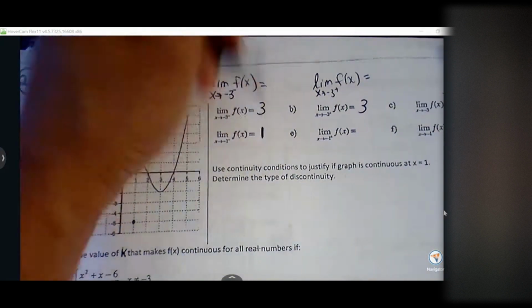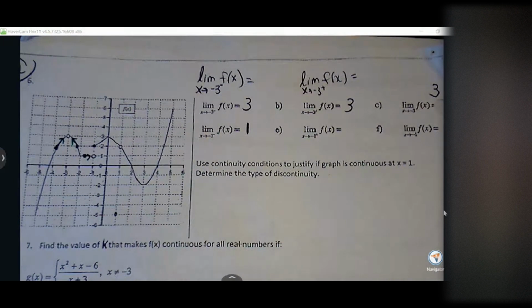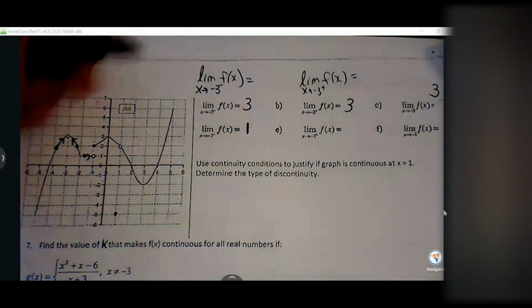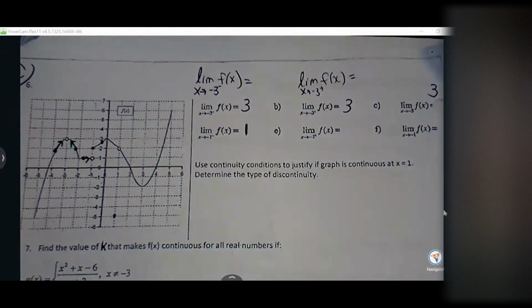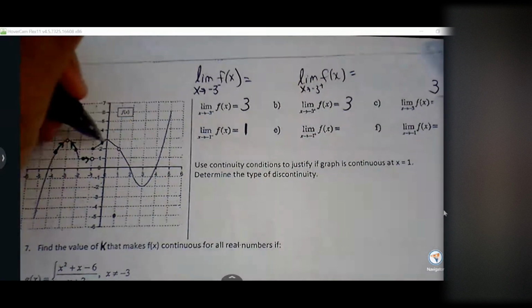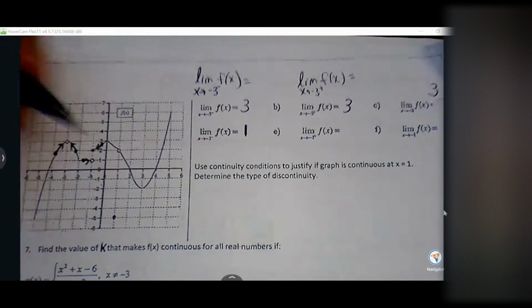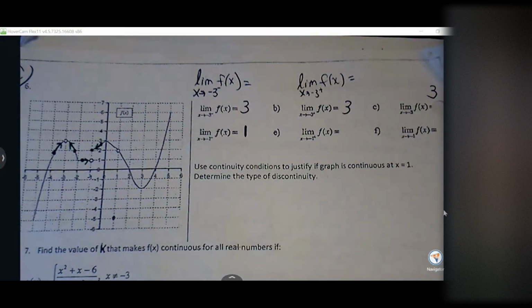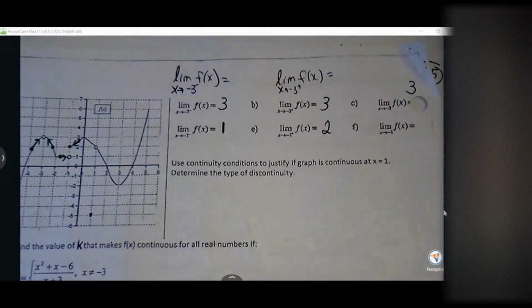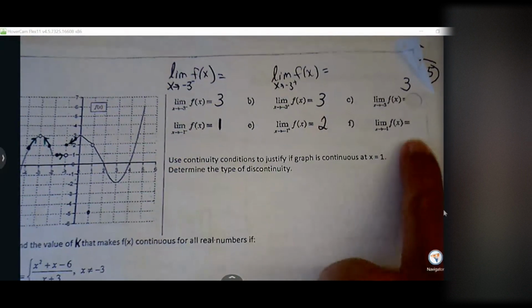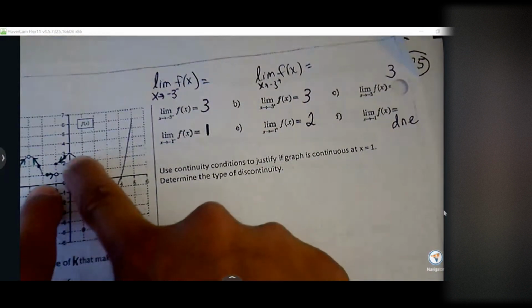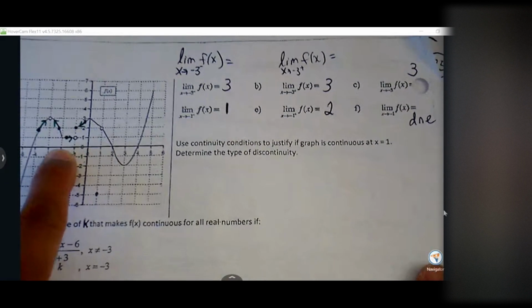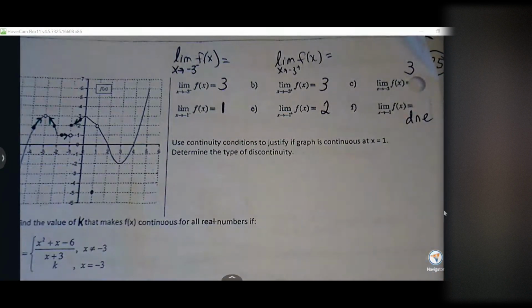If I pick a point on the other side of -1, like -0.9, -0.8, and if I head towards -1, it's taking me to a y value of 2. So these are not in agreement. The true limit is going to be does not exist. In order for a limit to exist, the graph has to approach the same y value from both sides. You see a disconnected graph, disconnected branches.